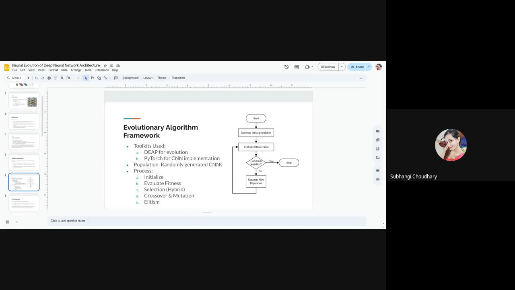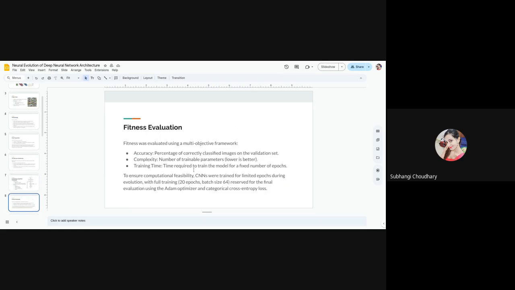Our algorithm consists of initialization, fitness evaluation, and selection, which consists of tournament selection, which selects the best individual from a random subset of three based on accuracy, promoting rapid exploitation of high-performance candidates, and then lexicase selection, which randomly shuffles objectives and filters individuals based on performance, ensuring diversity and Pareto-optimal solutions. Then I move on to fitness evaluation, which also depends on accuracy, complexity, and training time.